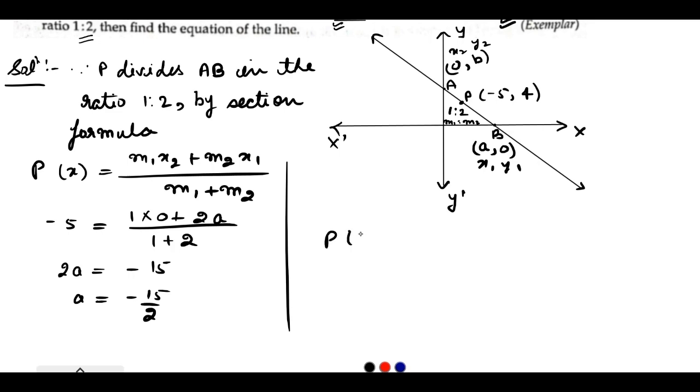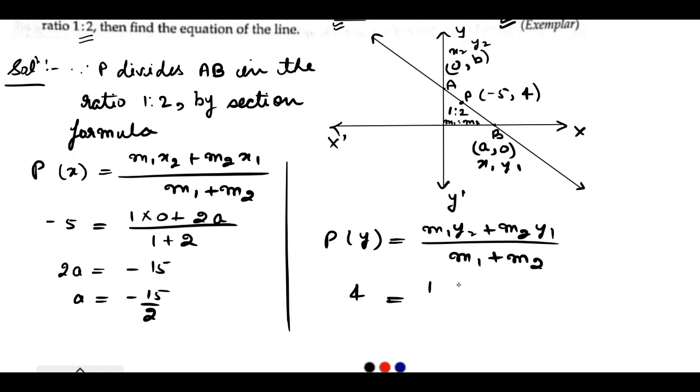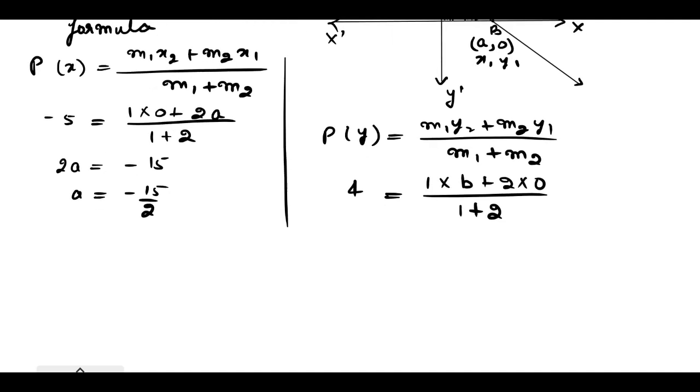Similarly, y coordinate of P equals (m1 y2 plus m2 y1) upon (m1 plus m2). Put the given values. Y coordinate of P is 4, m1 is 1 and y2 is b, m2 is 2, y1 is 0. So b is equal to 12, means x intercept of the line is -15 by 2 and y intercept is 12.